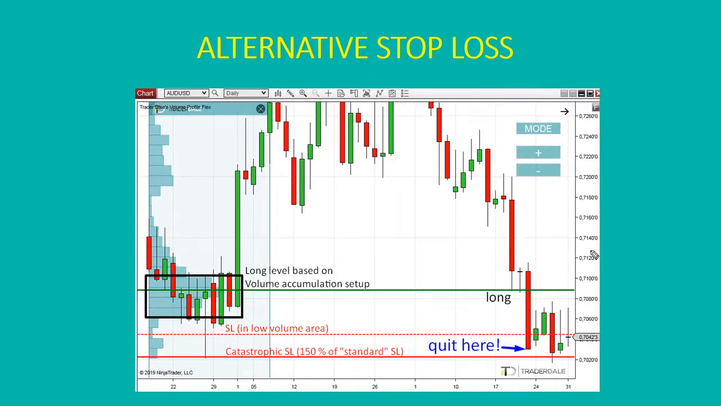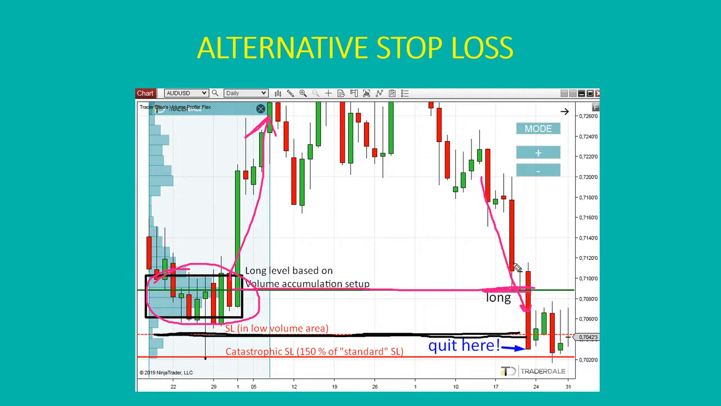Now here is another example of the alternative stop loss. There was a volume accumulation followed by strong buying activity. So the level to go long from is this one. As you can see, the price went past the level without any significant reaction. And the stop loss in this case was in this low volume area. If it was at swing point, then it would be in here. But the stop loss would be too wide in this case. So I placed it in here in the low volume area.